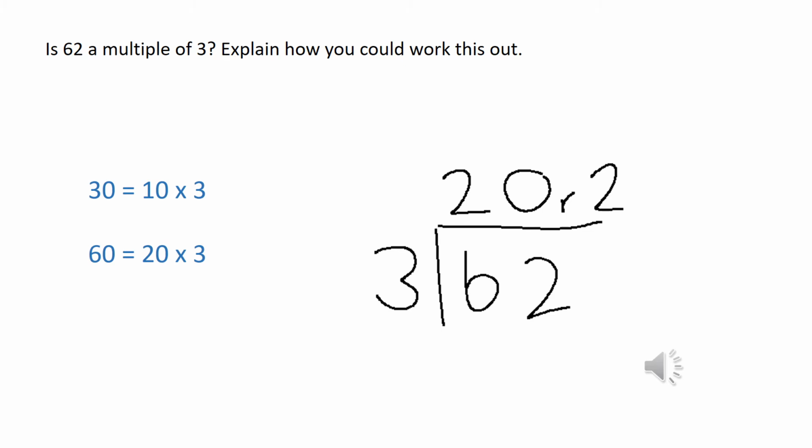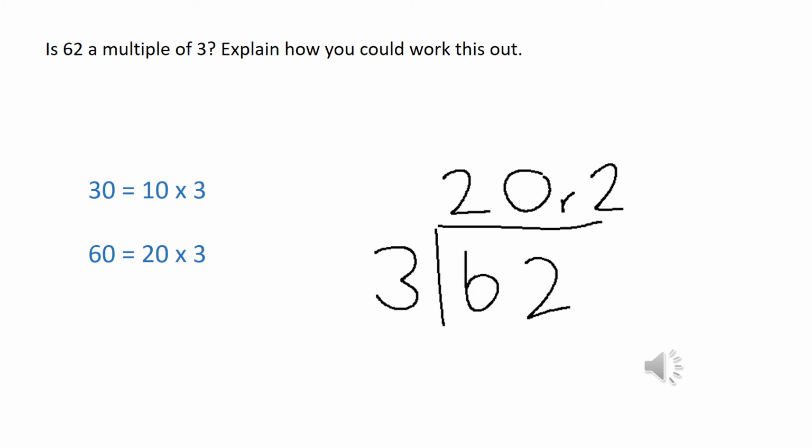There are 2 ways you could have done this. If I were doing it, I'd think of my knowledge of the 3 times table. I know that 10 times 3 is 30, and that helps me work out that 60 is also a multiple of 3 because that's double 30, so 20 times 3 is 60. And then 62, well, 2 is less than 3. 2 is not a multiple of 3, so I know that 62 is not a multiple of 3.